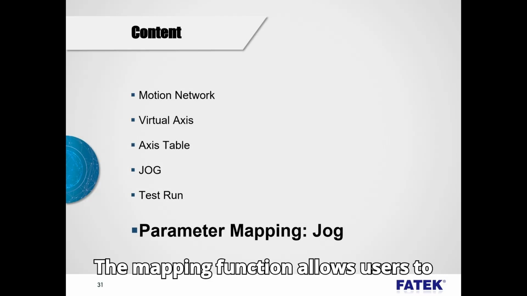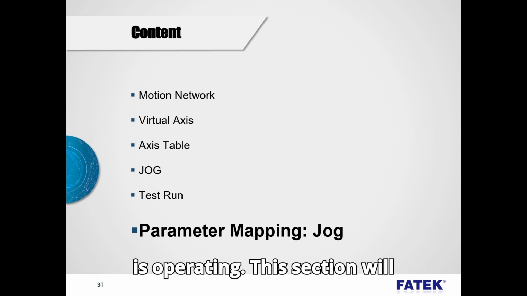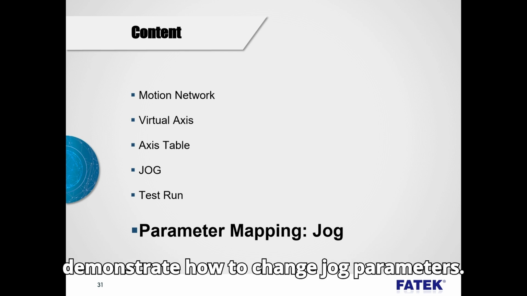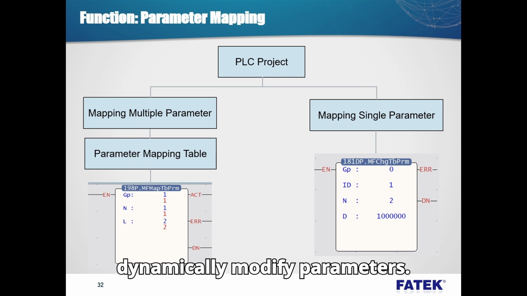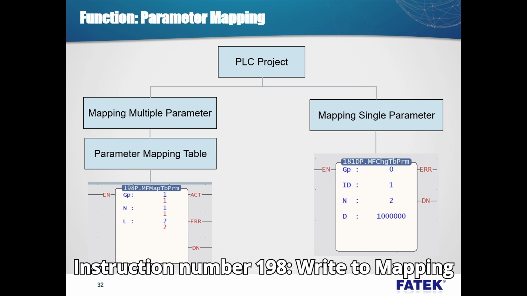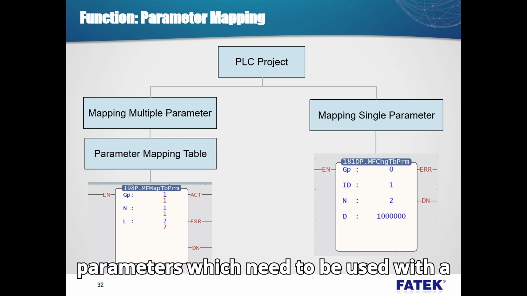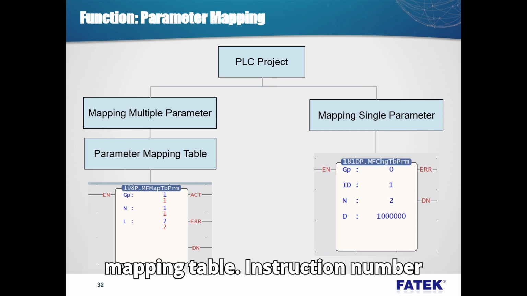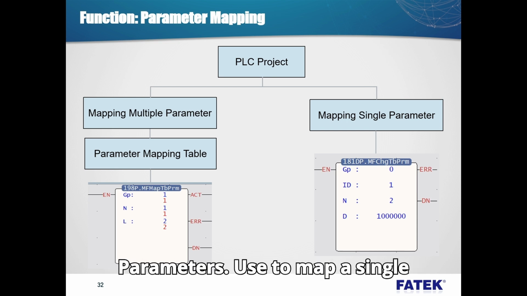The mapping function allows users to flexibly modify parameters when the PLC is operating. This section will demonstrate how to change jog parameters. The PLC provides two commands to dynamically modify parameters. Instruction number 198, Write to mapping table, is used to map multiple parameters, and needs to be used with a mapping table. Instruction number 181, Changing motion control parameters, is used to map a single parameter.